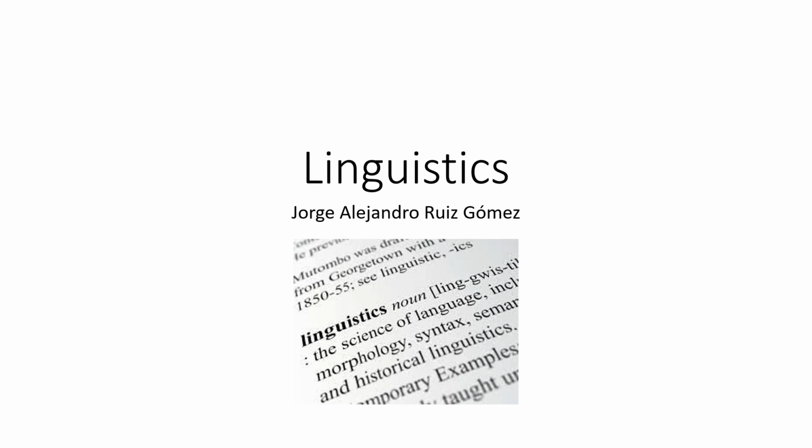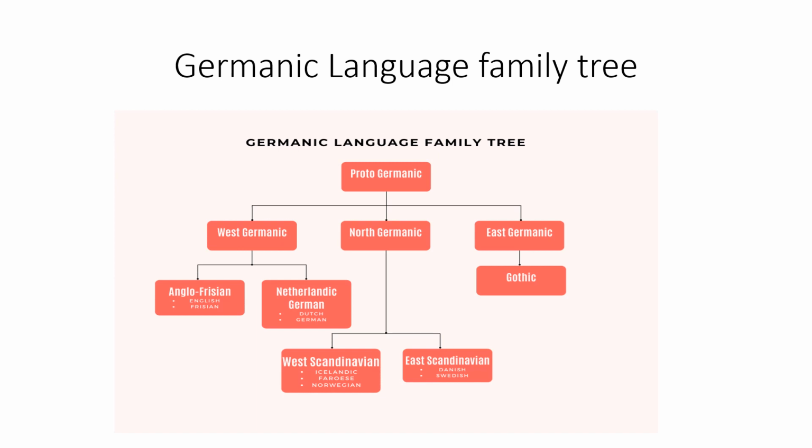Linguistics. Germanic language family tree. The English language belongs to the Anglo-Frisian group of Germanic.